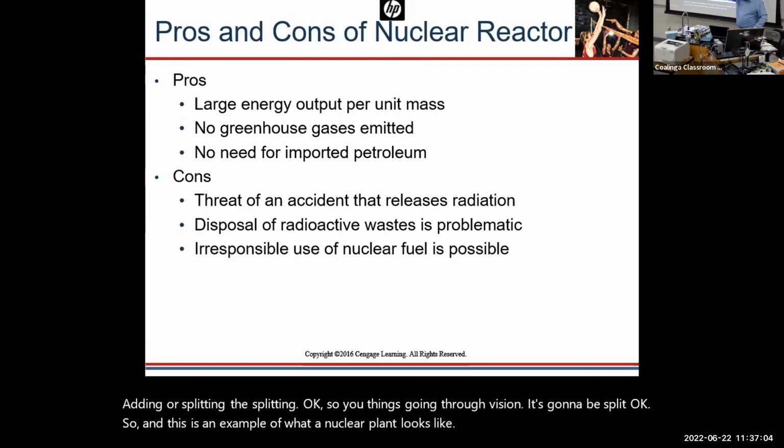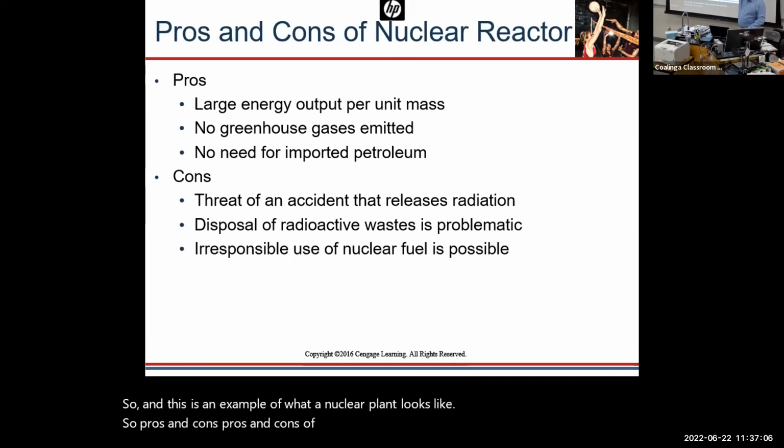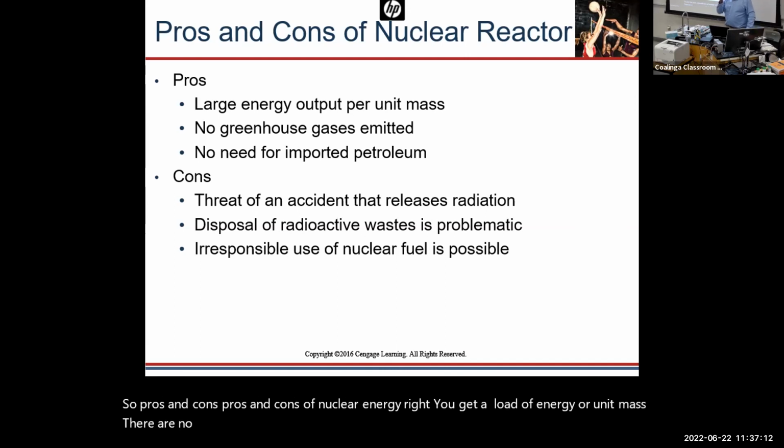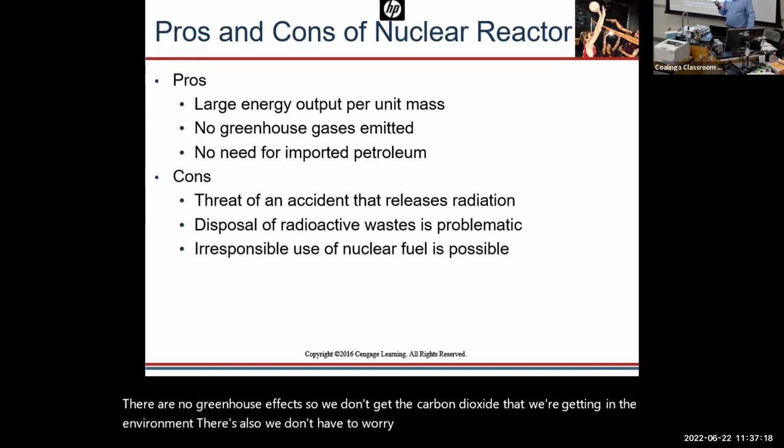So pros and cons. Pros and cons of nuclear energy. Right? Well, we get a lot of energy per unit mass. There are no greenhouse effects, so we don't get the carbon dioxide that we're getting in the environment. We also don't have to worry about trying to buy gas.